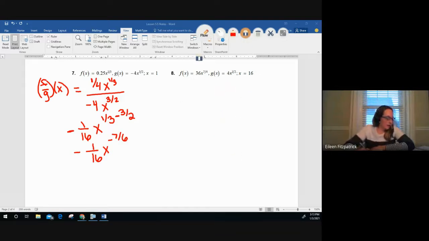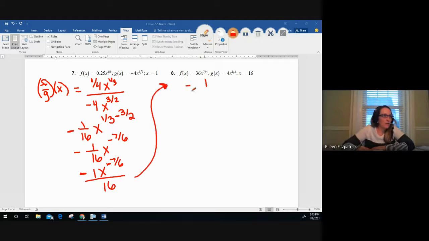All right, so we can't leave it like that because the exponent is negative. So actually, let's first put the variable up in the numerator so you know where to move it to make the exponent positive. If your exponent's negative, it needs to move to the denominator. So it becomes -1 in the numerator over 16x to the positive 7/6. That is your f divided by g of x function.